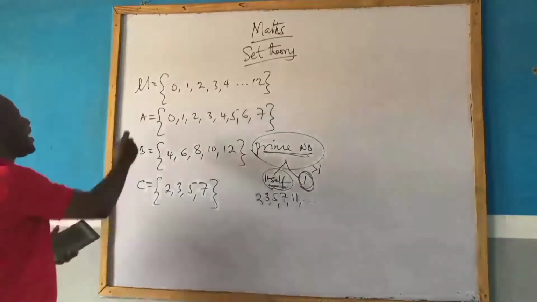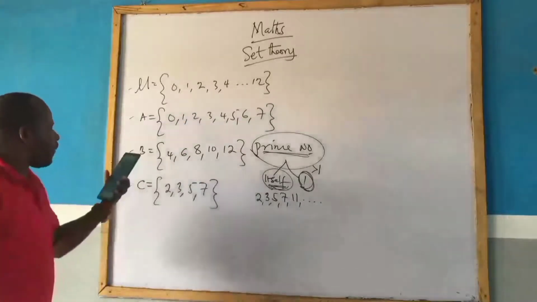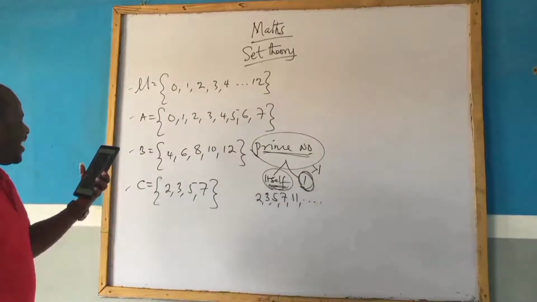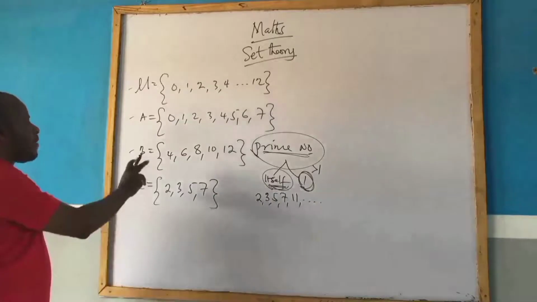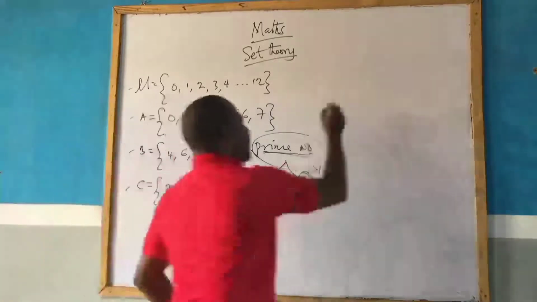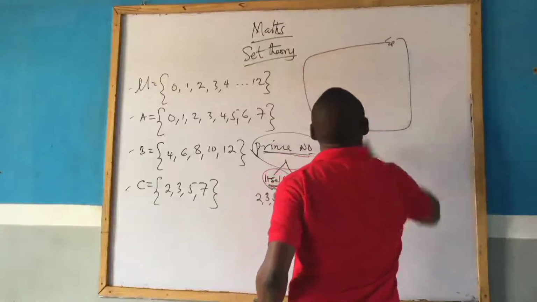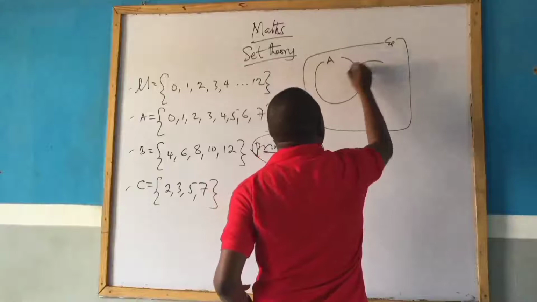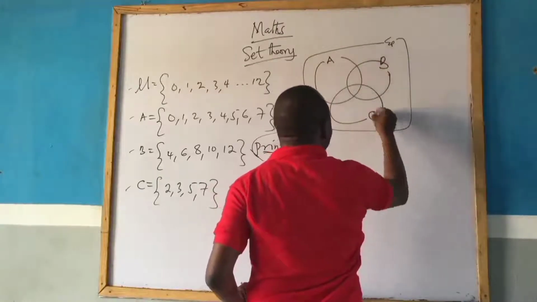Now, we have listed out the universal set, A, B, C. The first question says we should present this information in a Venn diagram. For us to draw a Venn diagram for this, you come down there and say universal set. You have A, you have B, then you have C.